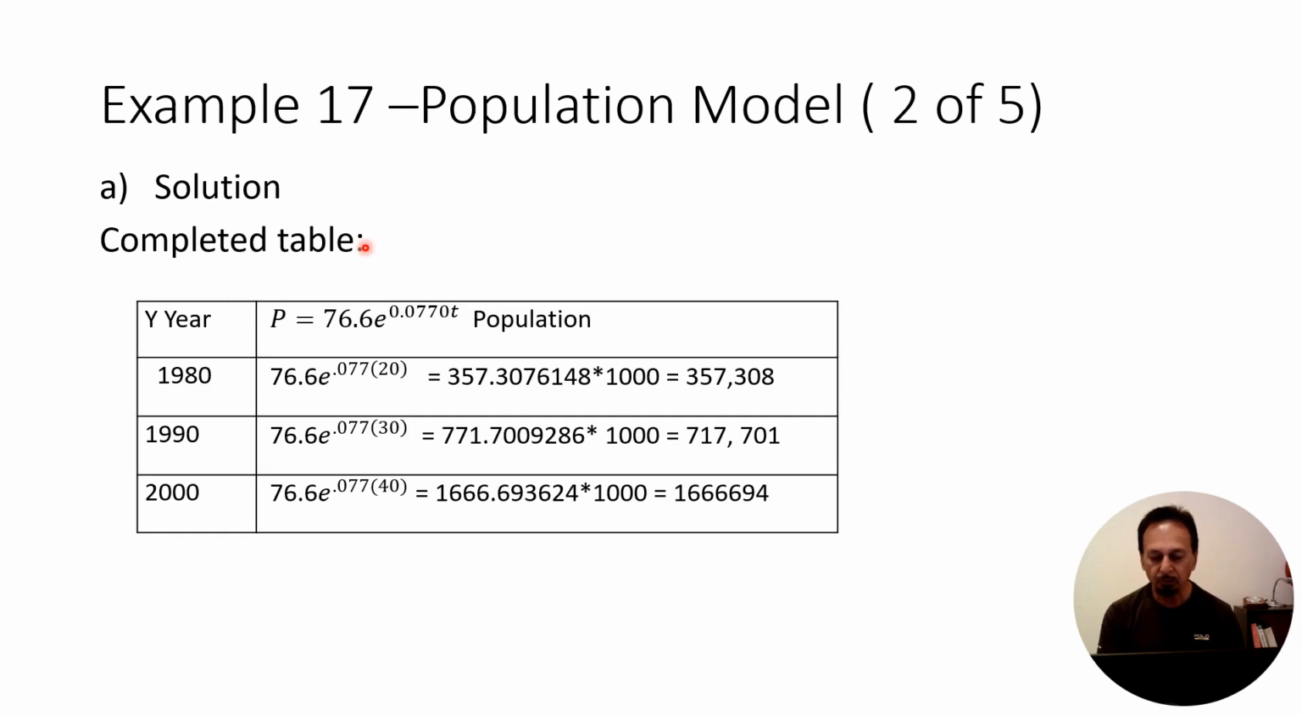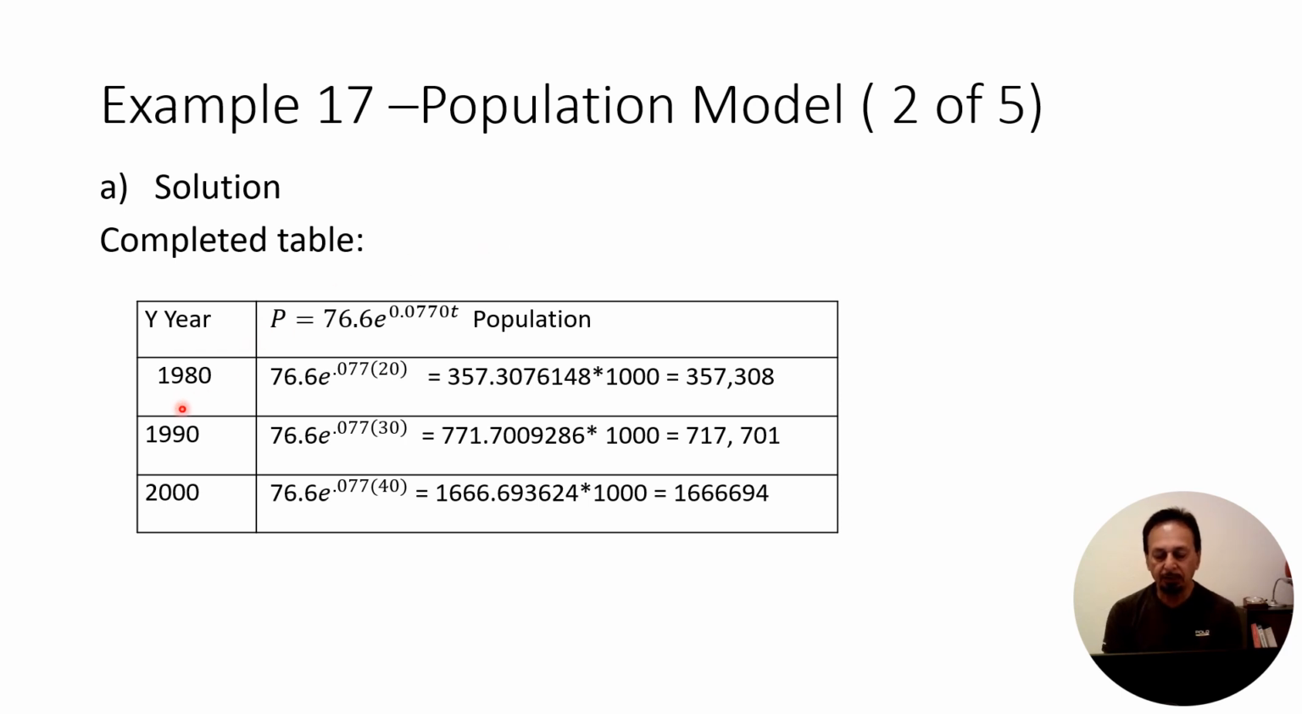Okay, so now we're going to complete the table. So here's the year: 1980, 1990, 2000. Here we're going to write the model. P is equal to 76.6 e to the 0.0770t. Where did this come from? This was given in the question. So now all you have to do is find the t value. Well, in 1960, t is 0. That's what was in the problem.